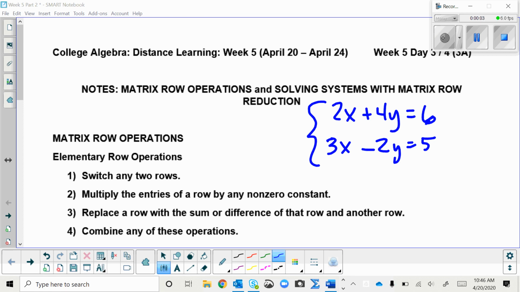All right, so this is still week 5, but lesson 2. And today we are going to use those ideas from the last lesson to move forward and actually solve an augmented matrix.